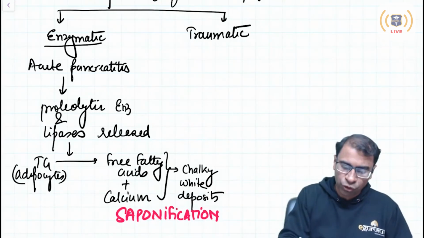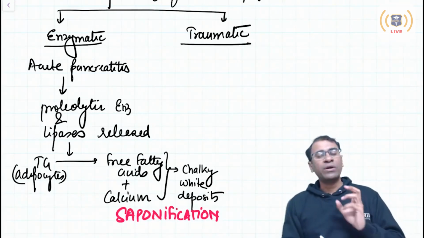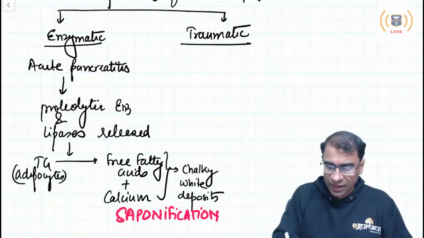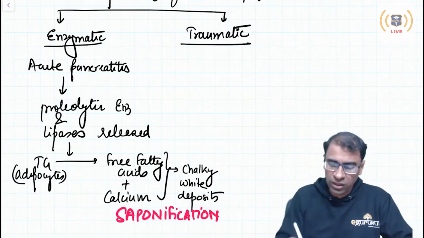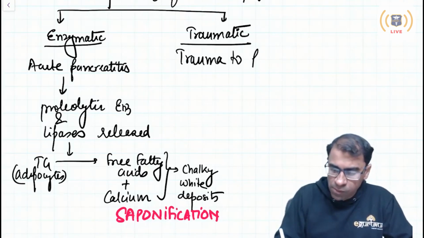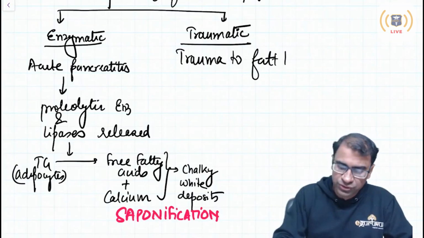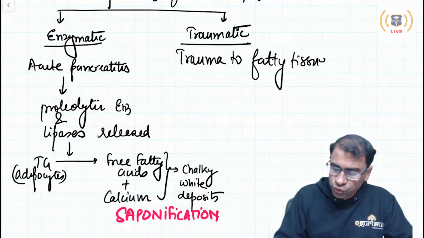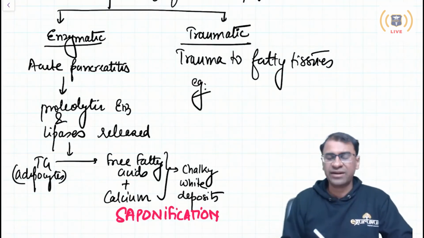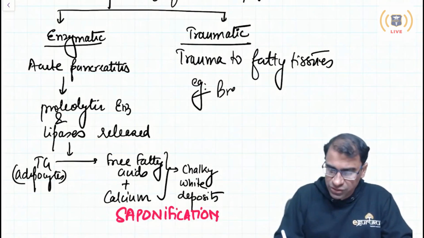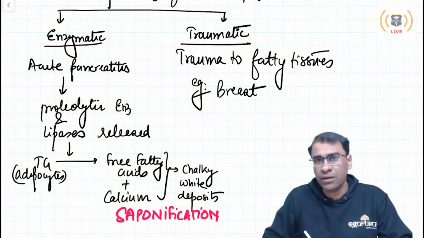Now see here the traumatic. What happens in traumatic necrosis? In traumatic necrosis, there is trauma to the fat containing tissue, the fatty tissues. So those tissues which have a huge amount of fat are destroyed or damaged with the trauma. Example, breast tissue.